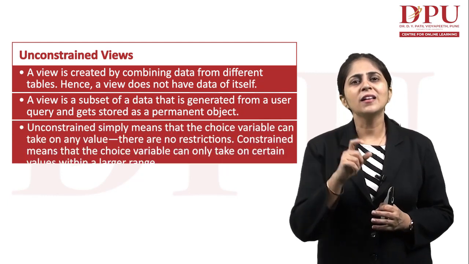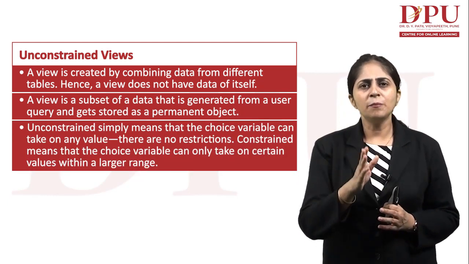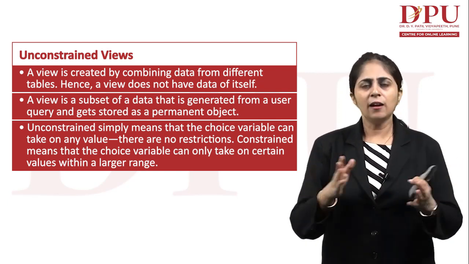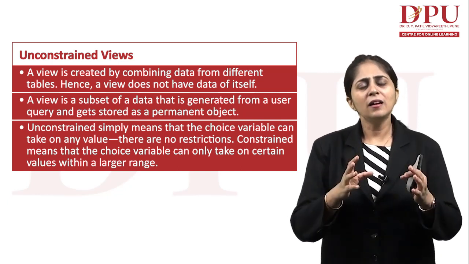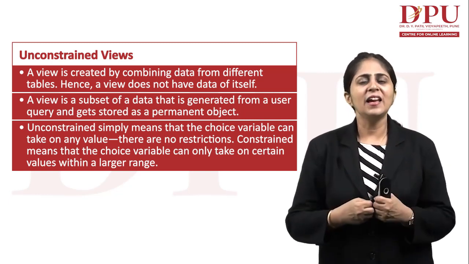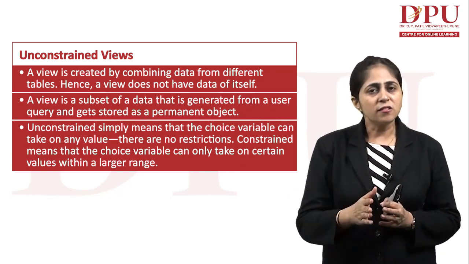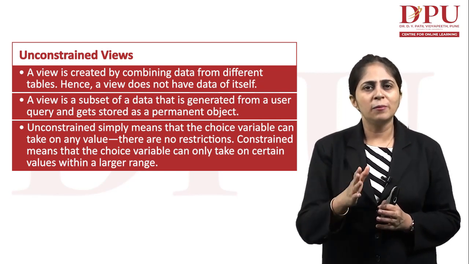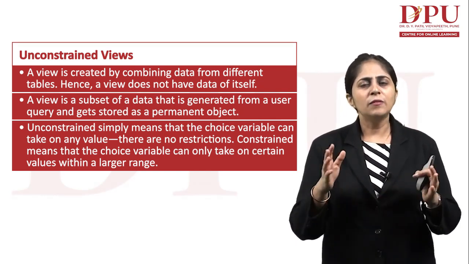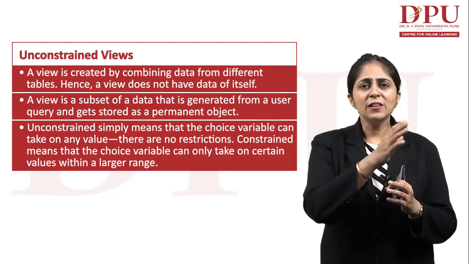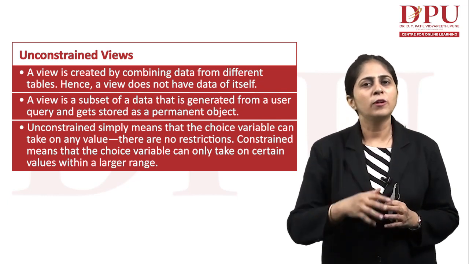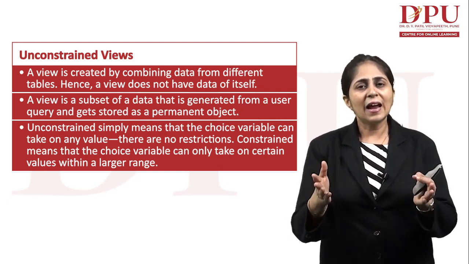Now talking about the term unconstrained. Unconstrained simply means that the choice variable can take any value. There are no restrictions. That means our view is unconstrained: it can take up any value, it can take any data without any restriction. Constraint means that the choice variable can only take certain values within our larger range. When we talk about a constrained view, we are specifying a certain range of data out of which the value can be accessed. So that is constraint.